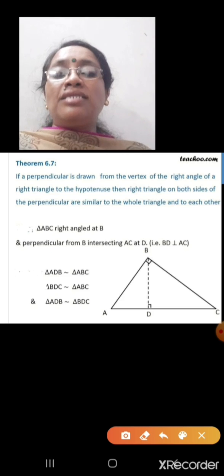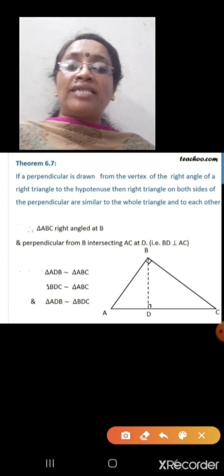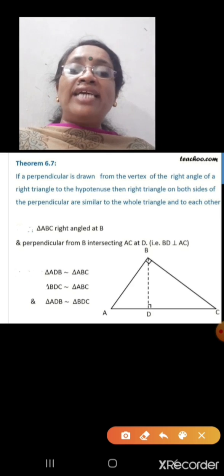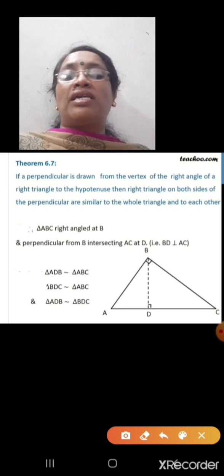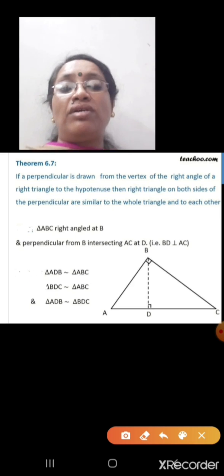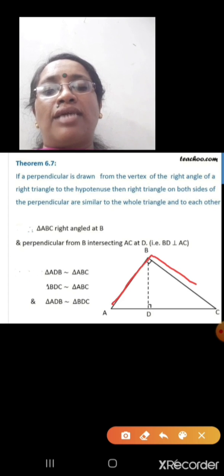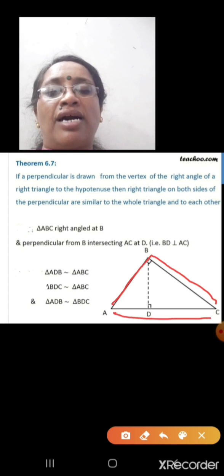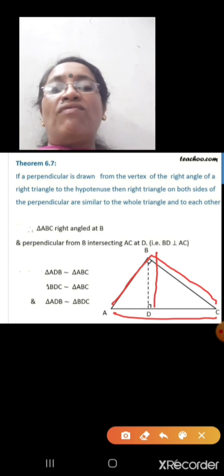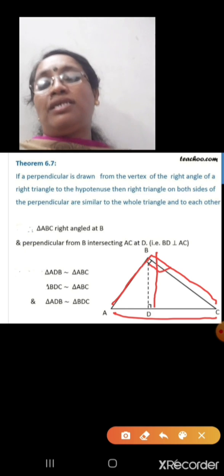The statement is like this. If a perpendicular is drawn from the vertex of a right angle of a right triangle to the hypotenuse, then the right triangles on both sides of the perpendicular are similar to the whole triangle and to each other. Here, this is ABC, a right triangle, and BD is the perpendicular drawn from the vertex B, where angle B is 90 degrees.